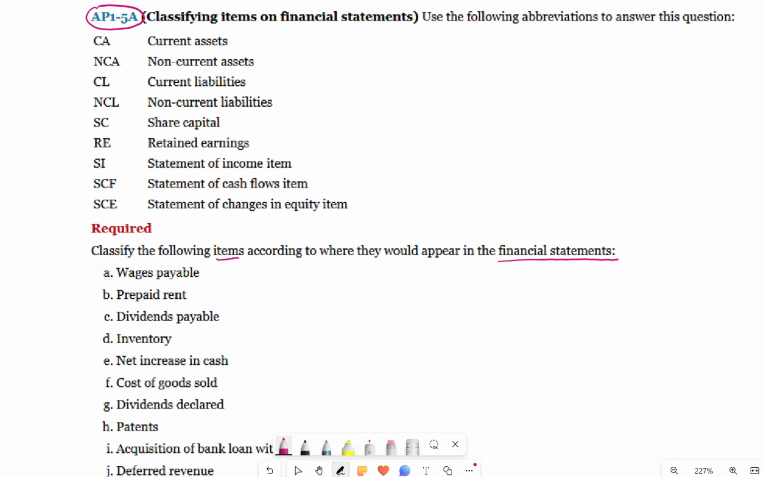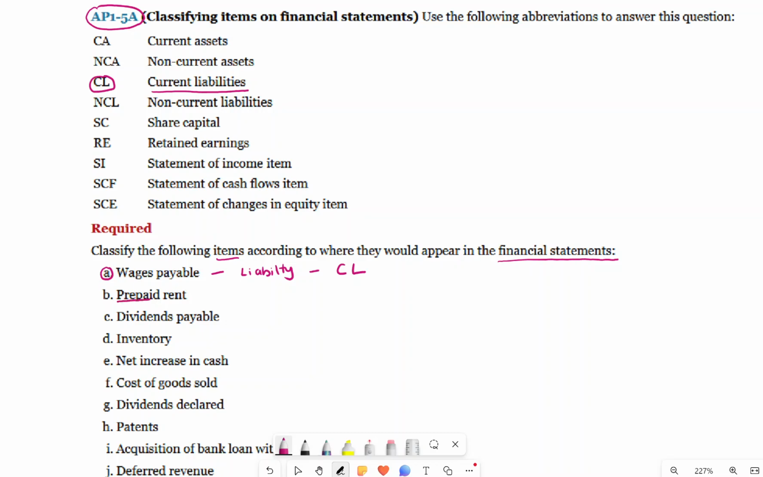The first one is wages payable. When you think of wages payable, it is a liability. If it's a liability account, then we need to know, is this a current liability or a long-term liability? Anything that needs to be paid within 1 year will be a current liability. So wages payable is a liability, it is a current liability. CL stands for current liability.